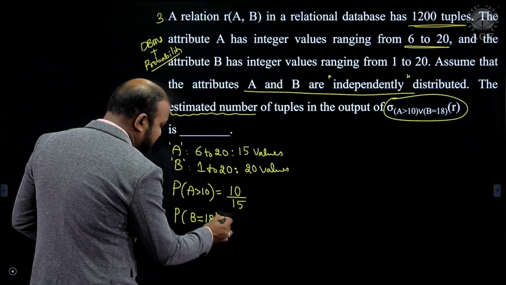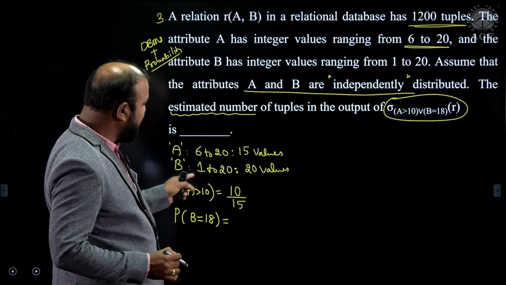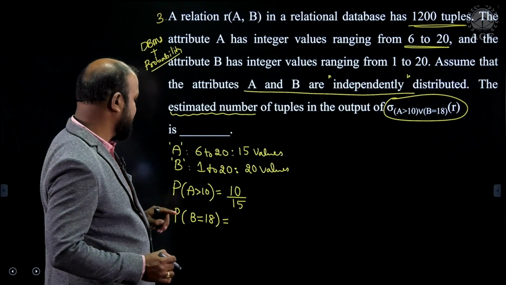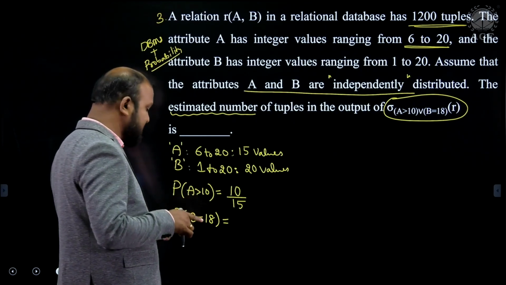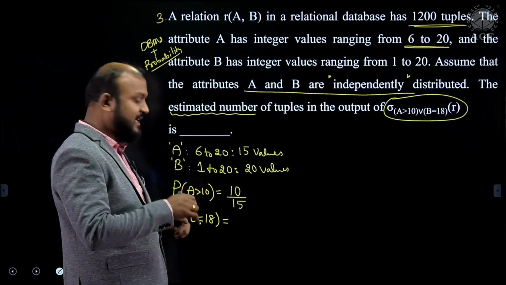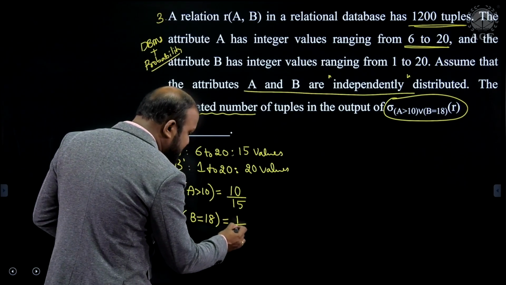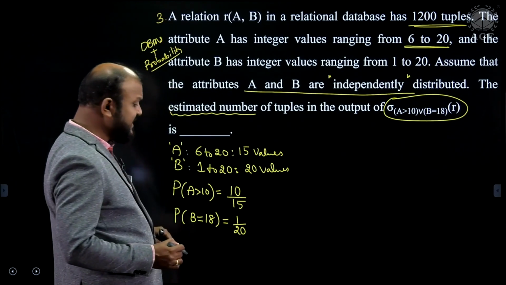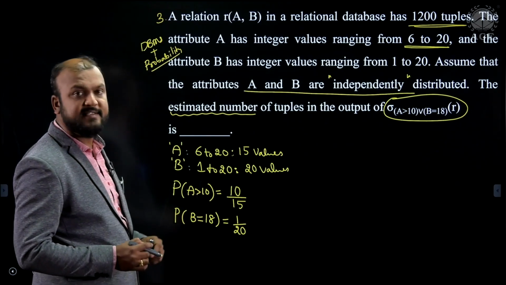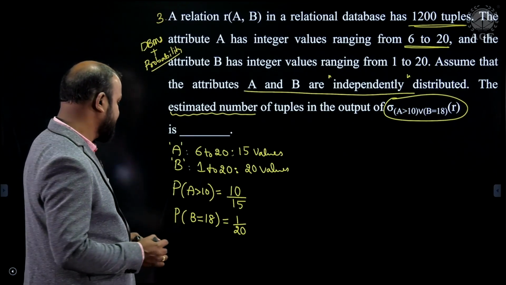That is the second condition. For B, we do have a total of 20 values. How many favorable cases are possible for the value B equal to 18? Only one, out of how many cases? 20. It means the probability of B equal to 18 is 1 by 20.